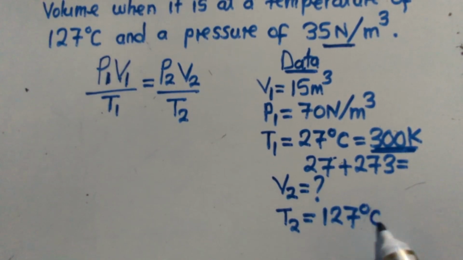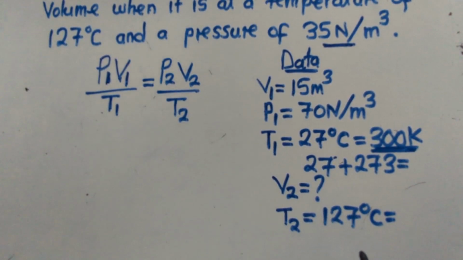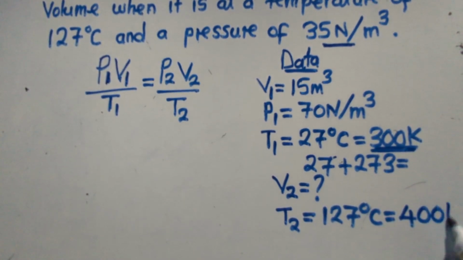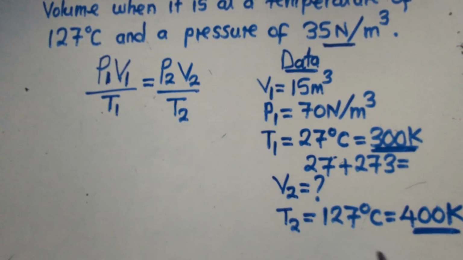127 degrees Celsius. I've told you that if you are changing from degrees Celsius to kelvins, you just add a constant number, which is 273. So 127 plus 273. What answer are you getting? You're getting 400 kelvins. So 127 degrees is just the same as 400 kelvins.